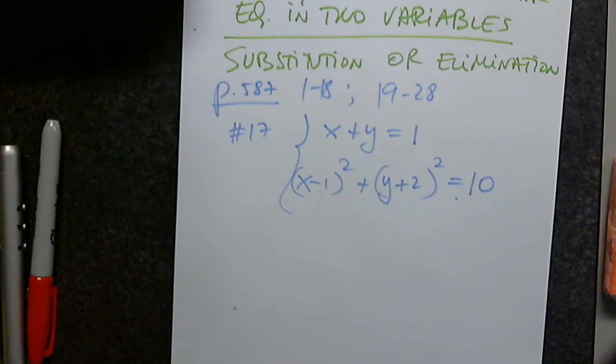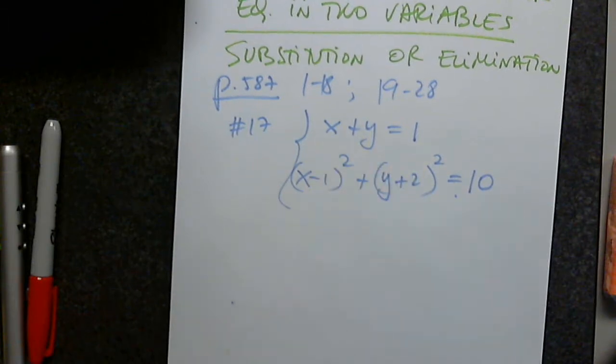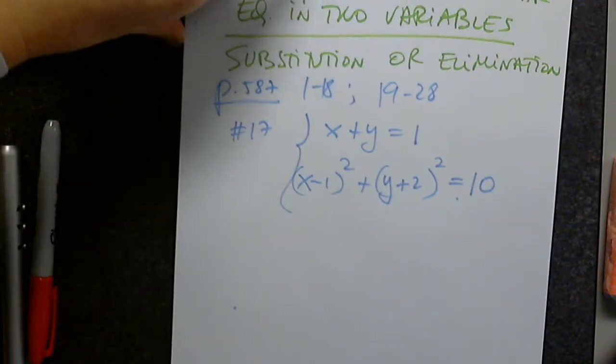So what are we facing here? We're facing a circle in the second equation. And what is the first equation? A line. So how many points do I expect a line to cross? Very good. So that's the idea.